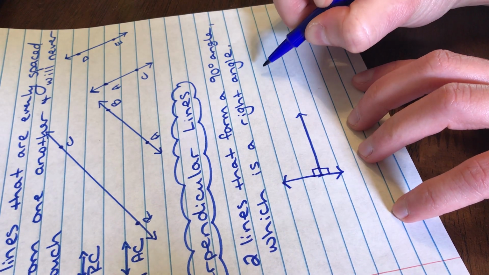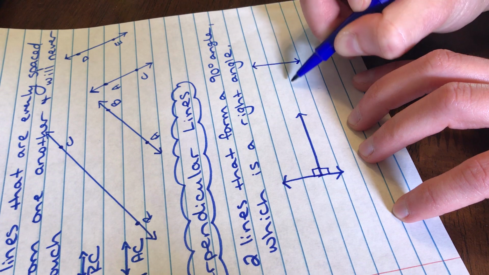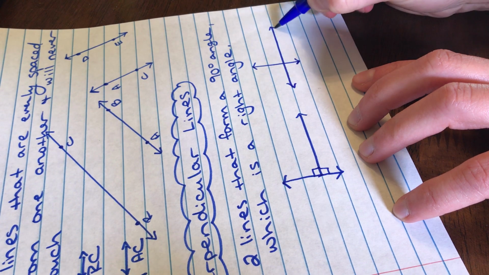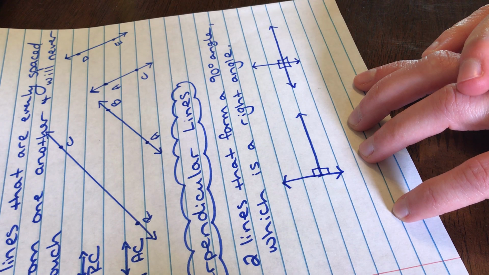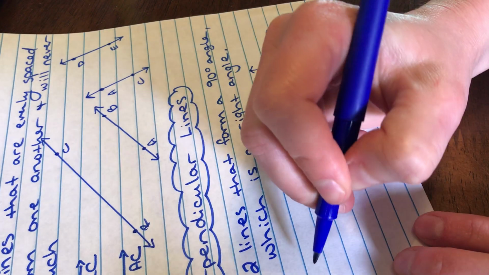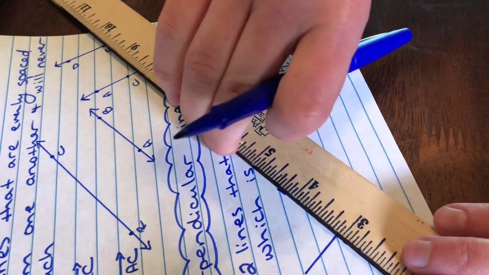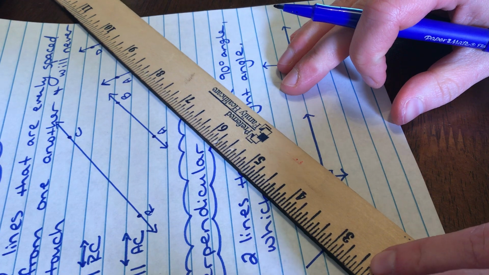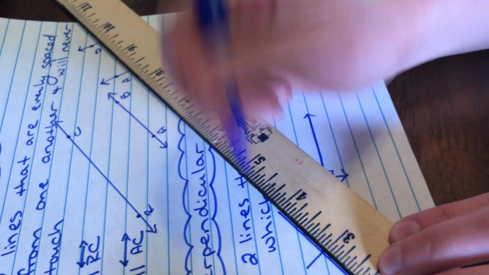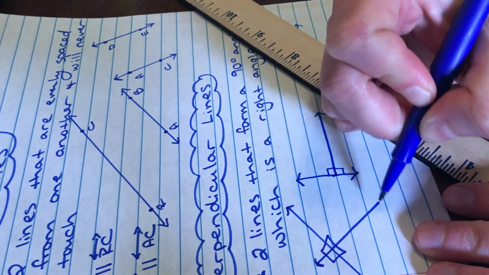On top of that, over here, I could form another line and have it go all the way through, forming a 90-degree angle all over. Okay? It really doesn't matter as long as they are forming a 90-degree angle. It does not matter what it looks like as long as it's forming that 90-degree angle. Okay?